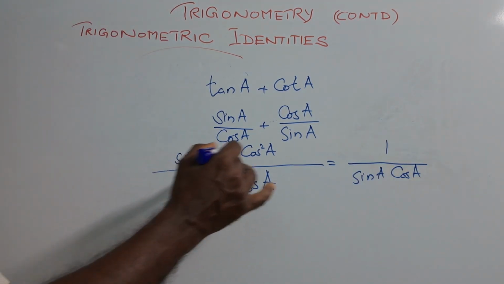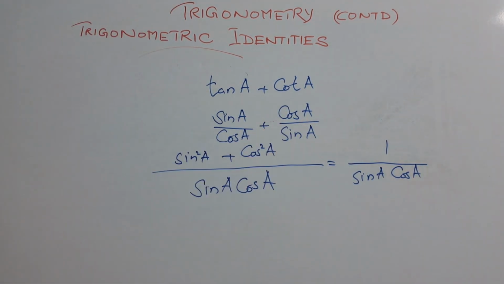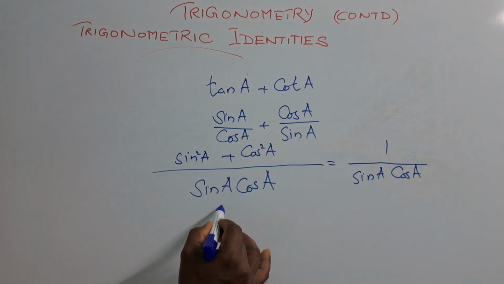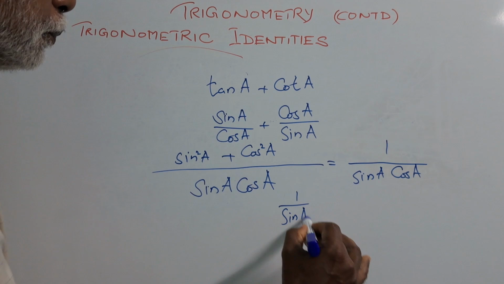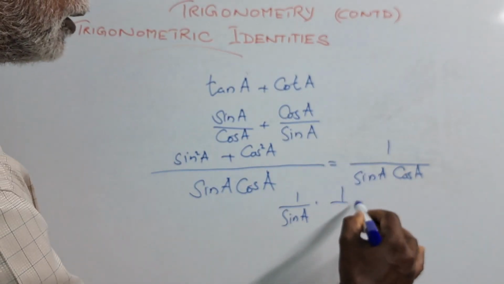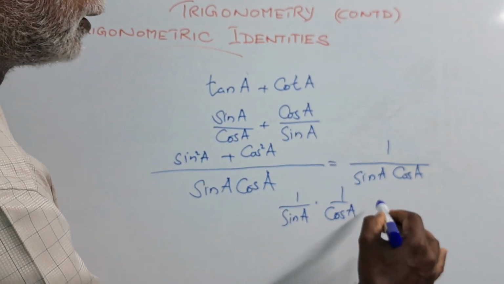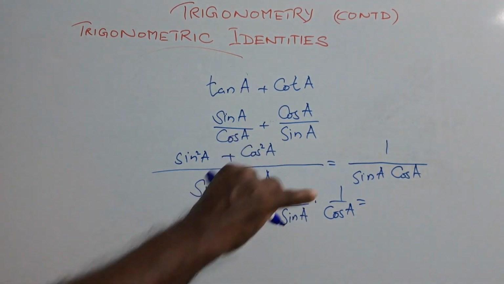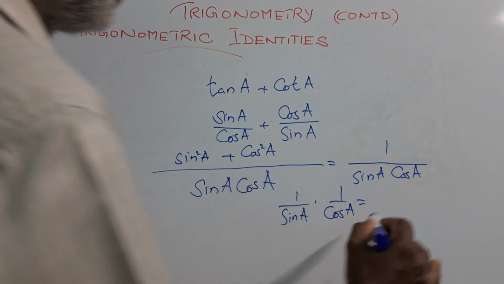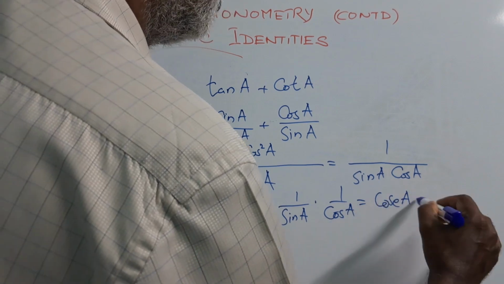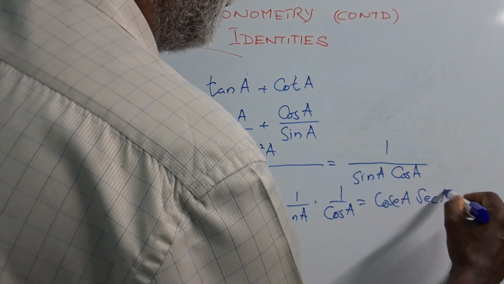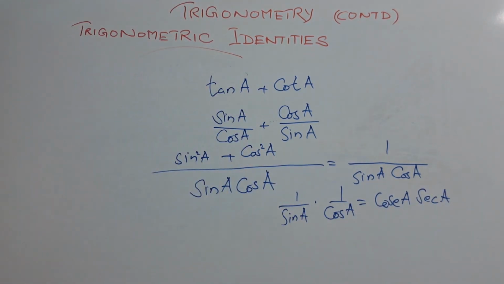You know, sin square A plus cos square A is 1. This can be expressed as 1 by sin A into 1 by cos A. Again, it can be expressed as 1 by sin A is cosec A into sec A. 1 by cos A is sec A.